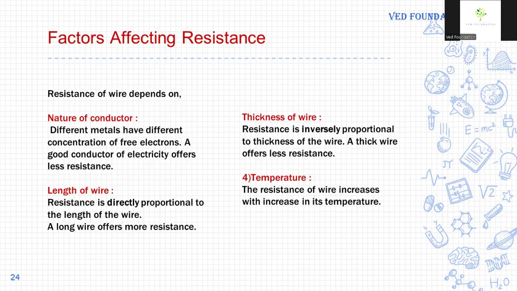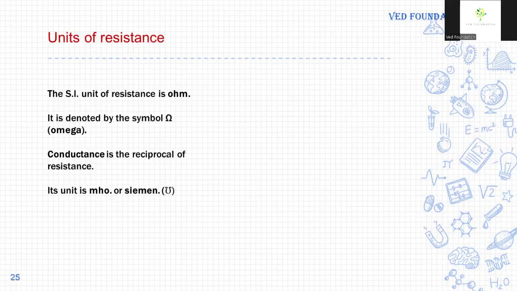Resistance depends on temperature. The resistance increases with increasing temperature. SI unit of resistance is ohm, and it is denoted by the symbol omega. This is the symbol omega. Conductance is the reciprocal or opposite of resistance. Resistance means opposition to the flow of current, and conductance means the property by which current is allowed to flow through the conductor. So conductance is opposite of resistance, and its unit is also opposite of the unit of resistance, mho, and the symbol is also opposite, Siemens.